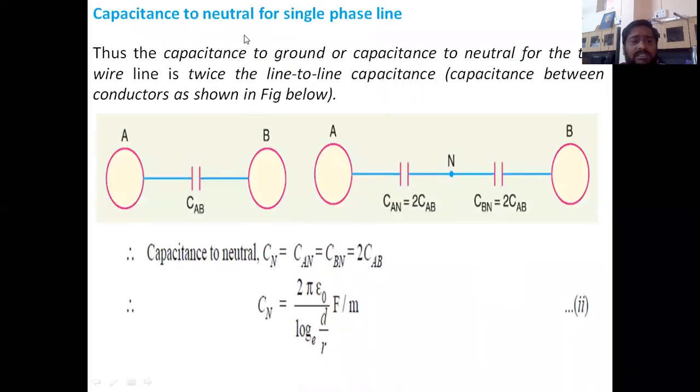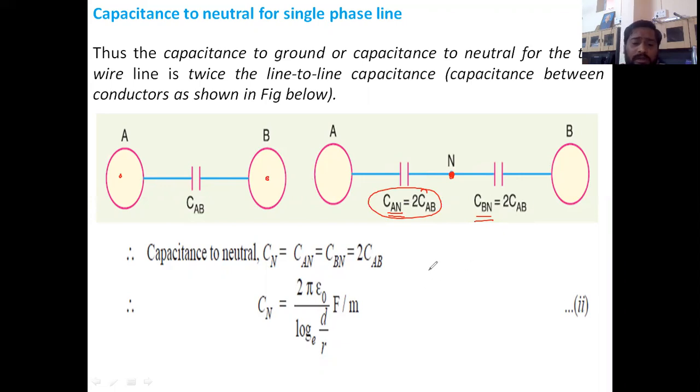Now, capacitance to neutral for the single phase line. Thus the capacitance to ground or capacitance to neutral for the two wire line is twice the line to line capacitance between conductors, as shown in the figure. Suppose we consider the two conductors A and B, and the capacitance between the two conductors is CAB, but there is the neutral in between the two conductors. Because of the earth effect, we need to consider CAN, the neutral capacitance between conductor A and neutral, which is double the CAB, or the neutral capacitance between conductor B and N is twice the CAB.